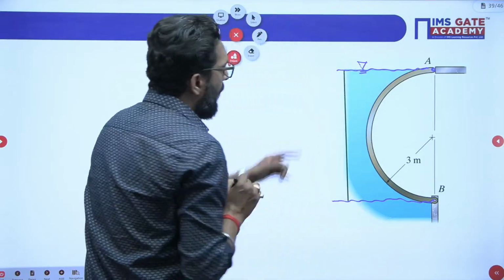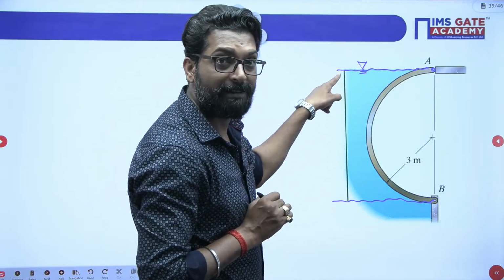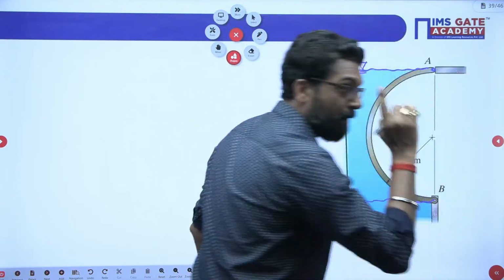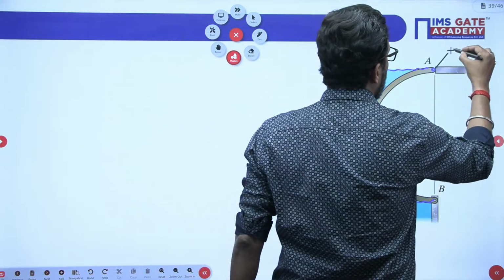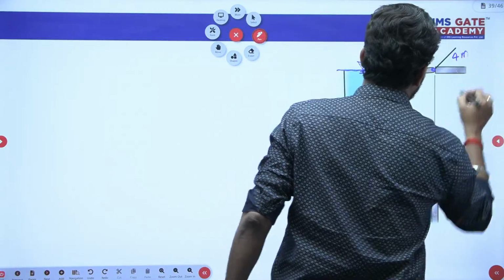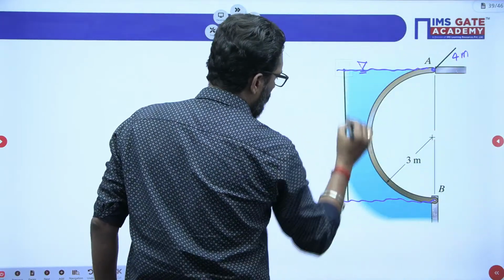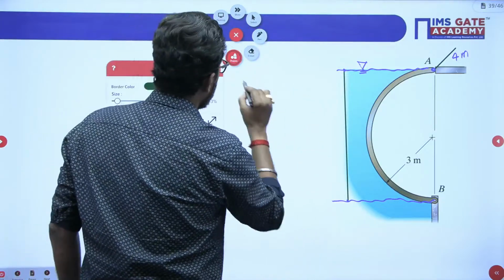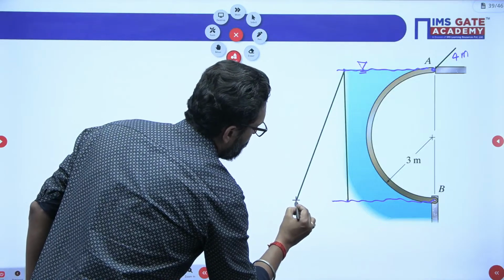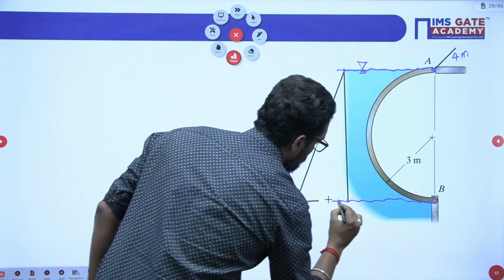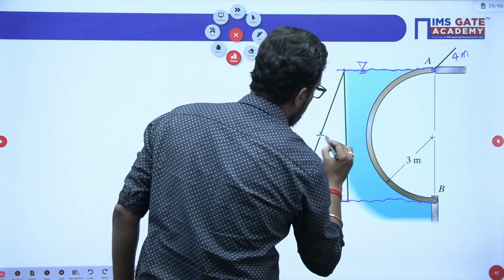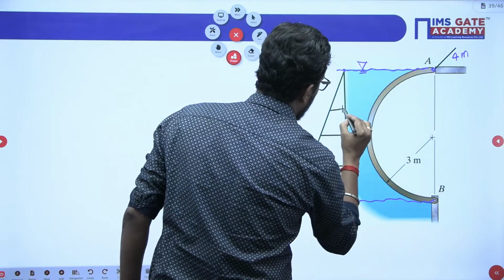Now, my dear, at this point there is no gauge pressure. The gauge pressure is 0, and the total height here is 6 meter. Mind it, and the width is given as 4 meter. At this point the pressure is 0, and at the bottom the pressure is maximum. So there must be a pressure variation.